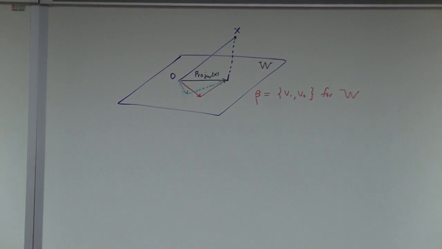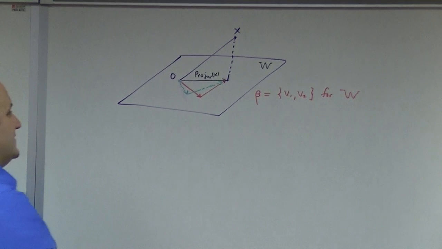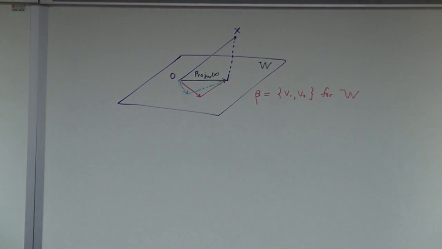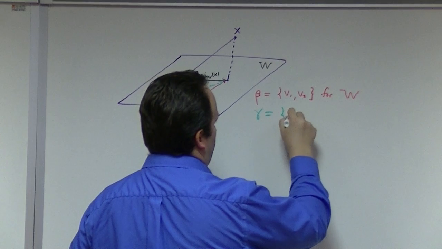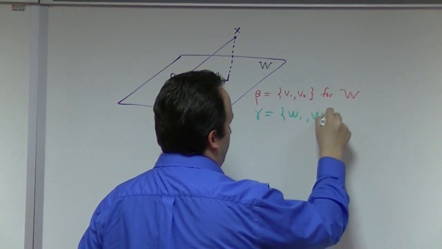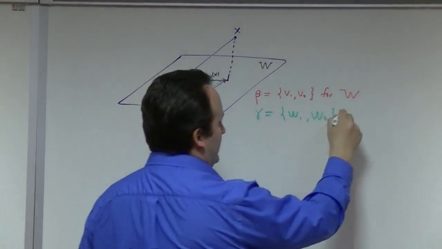That's because there are infinitely many choices, and you can spin that little diagram all the ways. Well, my picture doesn't do it justice. The unit vectors, right? Choose gamma, w1, w2. These have to be orthonormal, both orthonormal bases for W. They don't have to be the same.